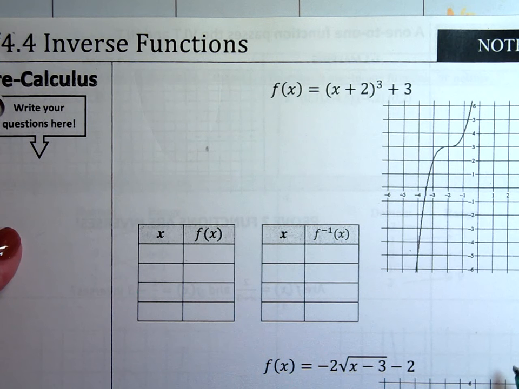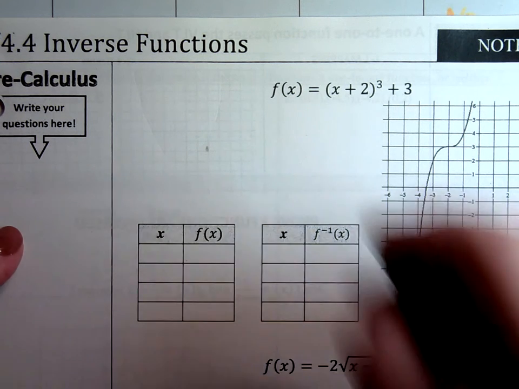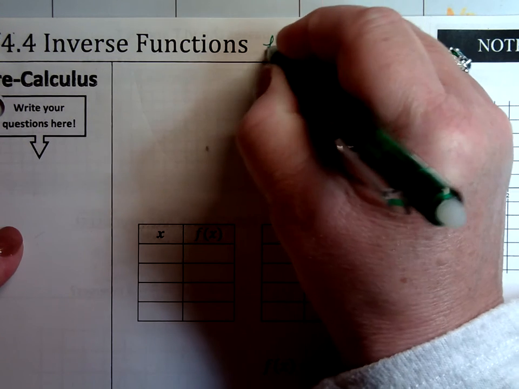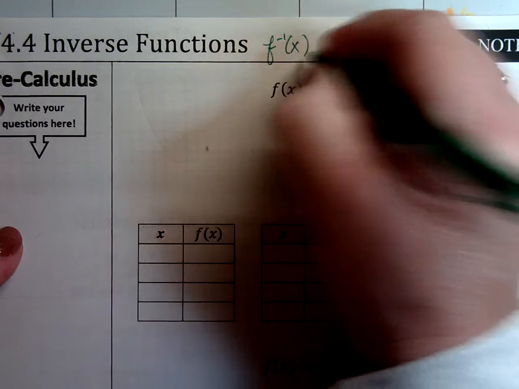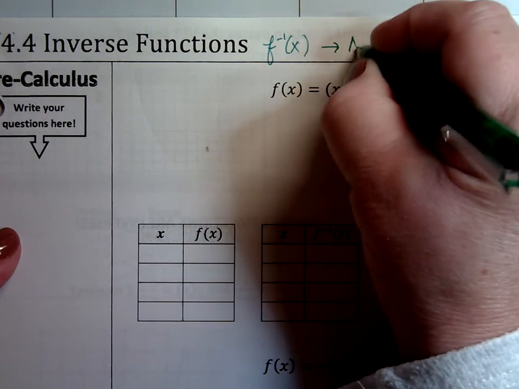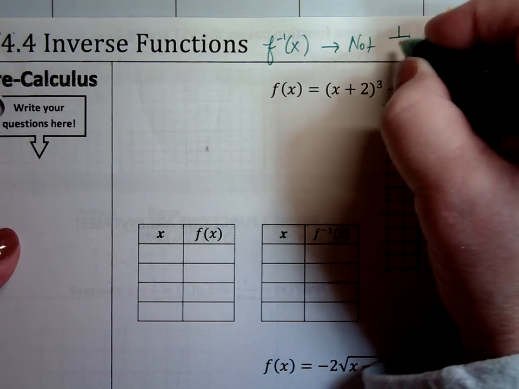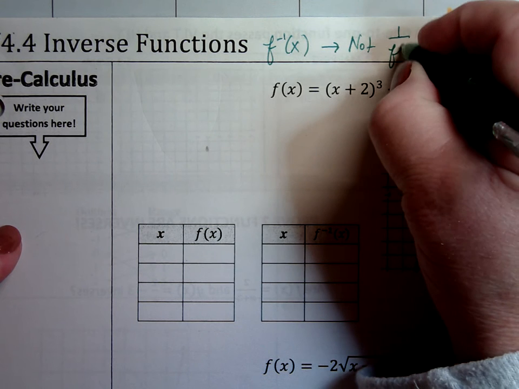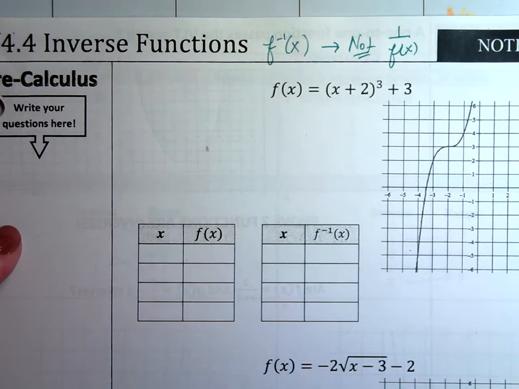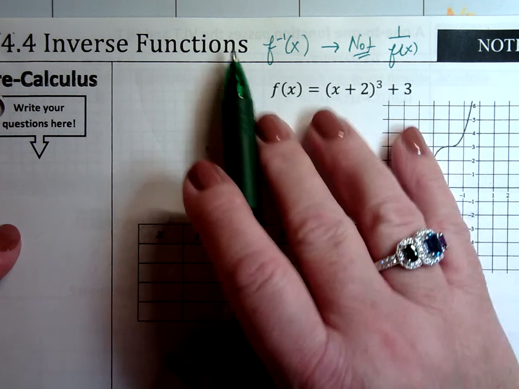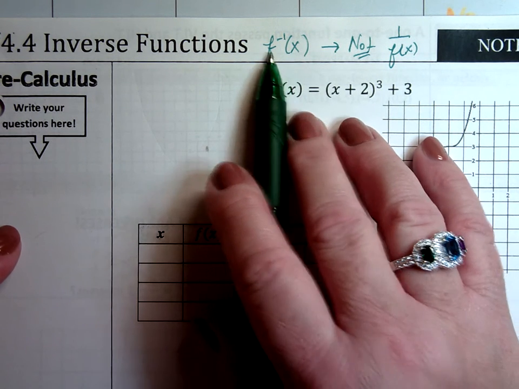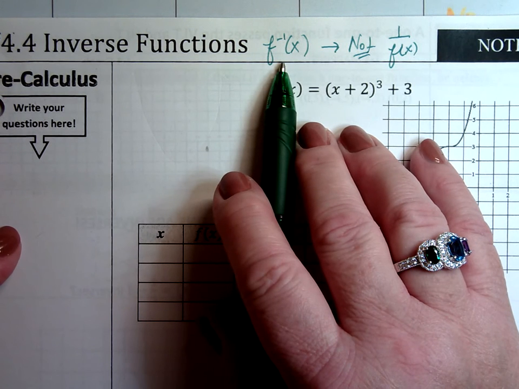So, inverse functions. The notation for an inverse is f to the negative 1 of x. And remember, that does not mean 1 over f of x. That is not what it is. Kind of weird, but sometimes when we see x to the negative 1, it's 1 over x. That's not what this means with function notation. So this is the notation they use to say they're looking for an inverse.